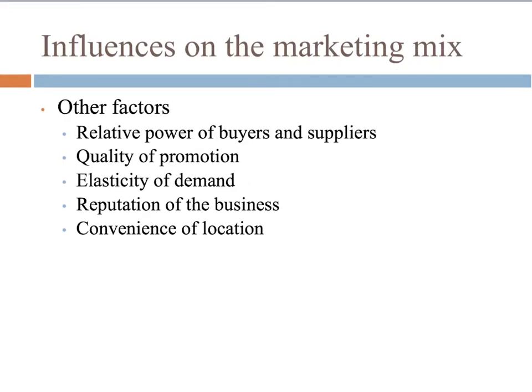What about other factors then that can impact the marketing mix? So the first one I've given you there is the relative power of buyers and suppliers. So if a firm is in a strong position to dictate terms to its suppliers, so it can say how much it's going to pay, when it's going to pay, what it needs to buy, it's more likely to be able to acquire cheap supplies. So for instance, in the UK, banana supplies are in the hands of a few strong suppliers that can dictate the price to small grocers, meaning that small grocers cannot compete on price with supermarkets, for instance.